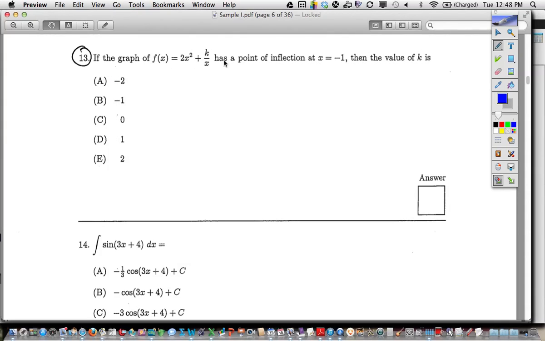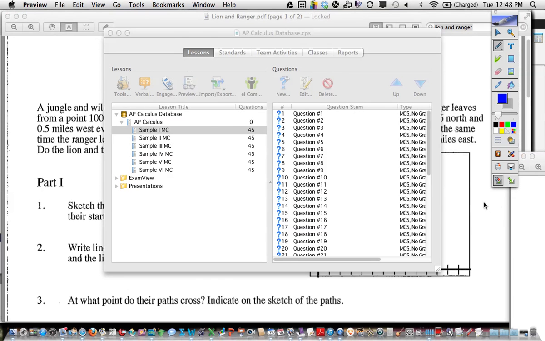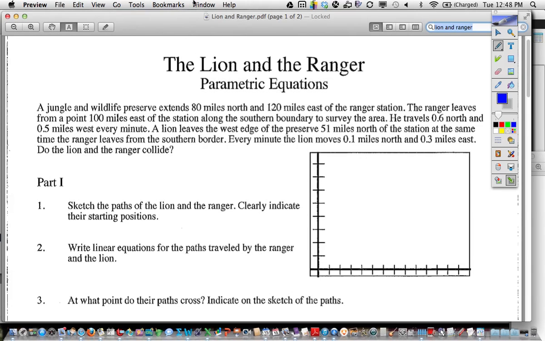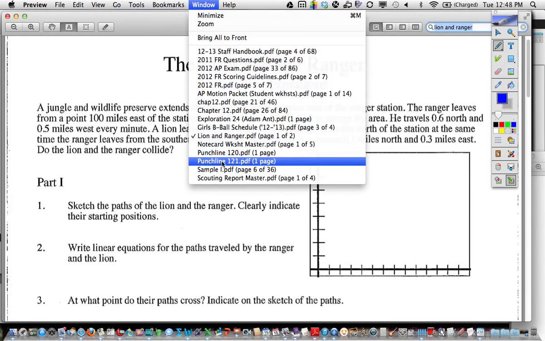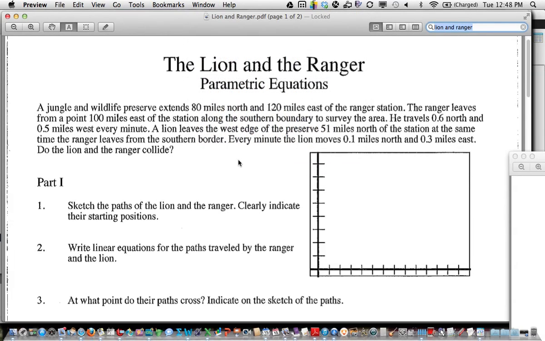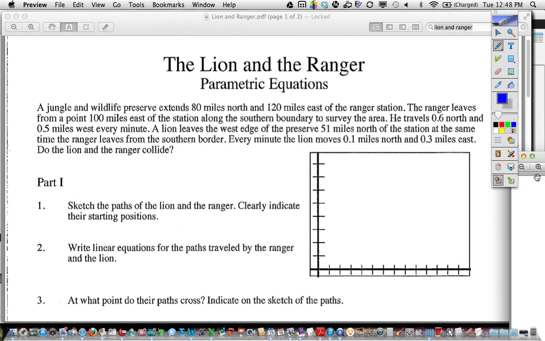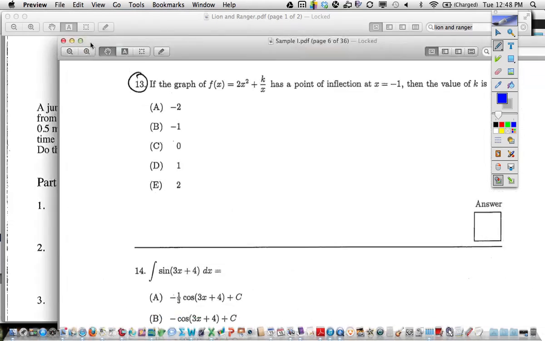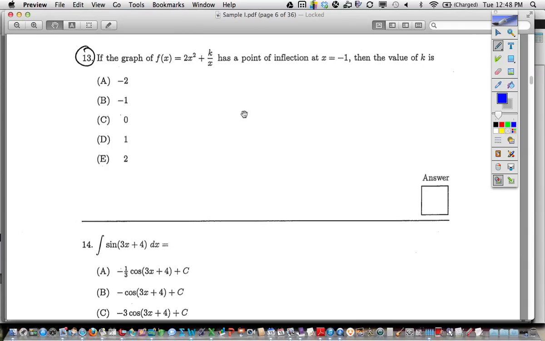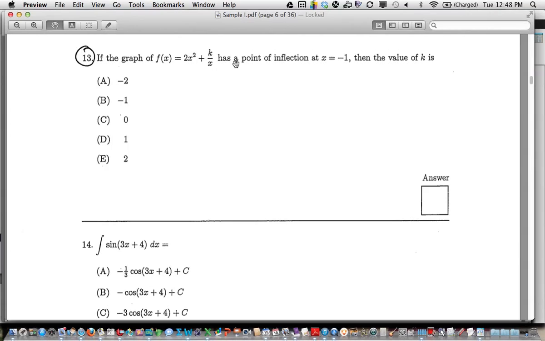All right, 13. If the graph of f has a point of inflection at x equals -1, then the value of k is. Now these always tend to be ones that cause us difficulty when we see this k in here, and we get kind of panicky. Over the years, that always tends to cause us difficulties, especially early on. Hopefully, we'll get better at these as we go along. The key is right here.